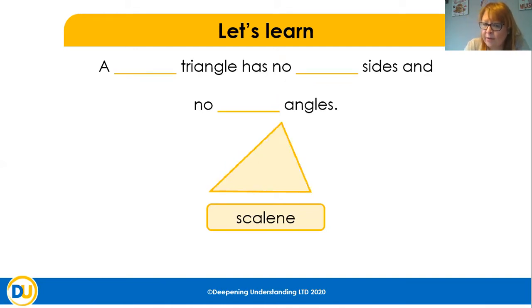Right, and then this one is all on its own, a scalene triangle. It has no equal sides, no equal angles. We've gone down to 0. You can see that all the sides are different lengths and therefore all the angles are different sizes. And that's what makes it a scalene. Can you say scalene for me? Excellent, well done.